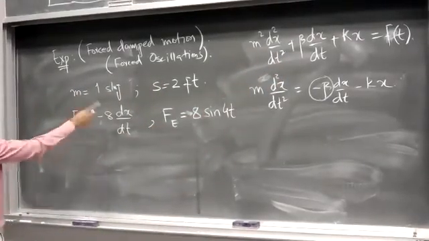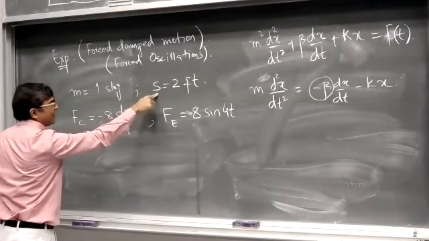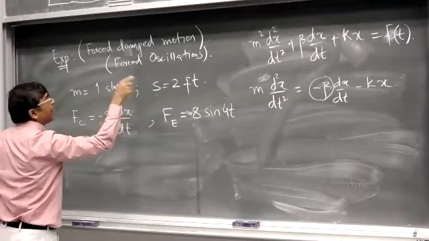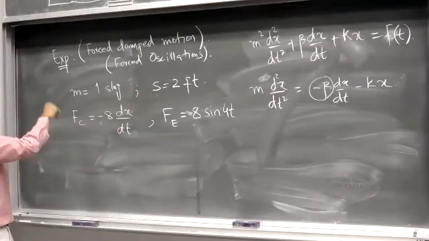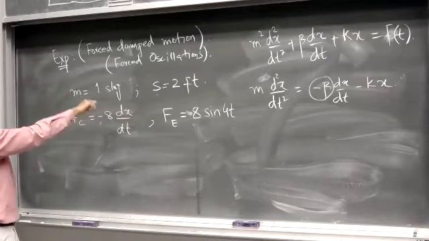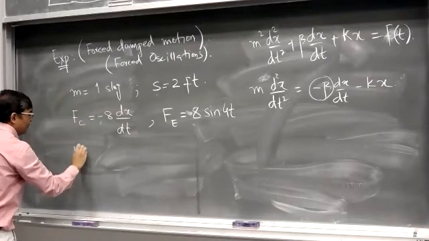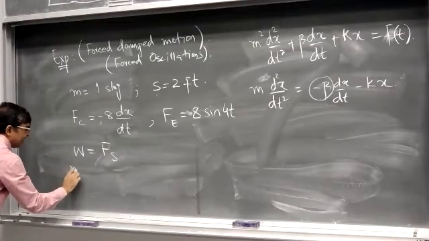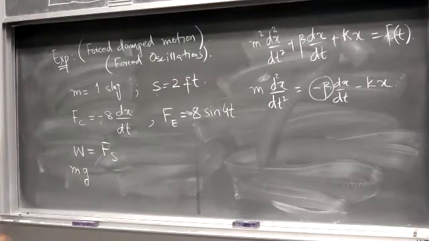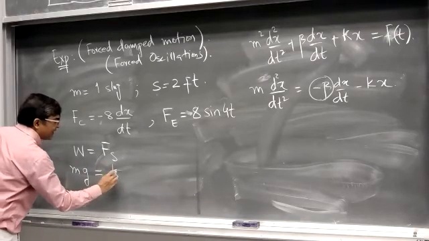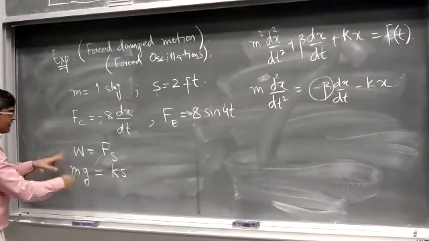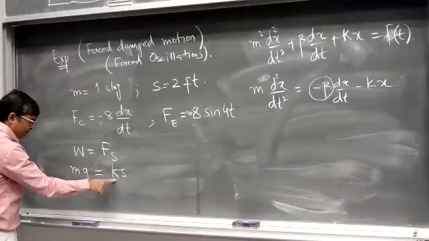So what will be the equation? M is given, S is given. We have to compute the K. If the system is in equilibrium position after attaching the mass, then W is equal to Fs. W is equal to mg, and Fs is K times S. Now from here we can compute the value of K.